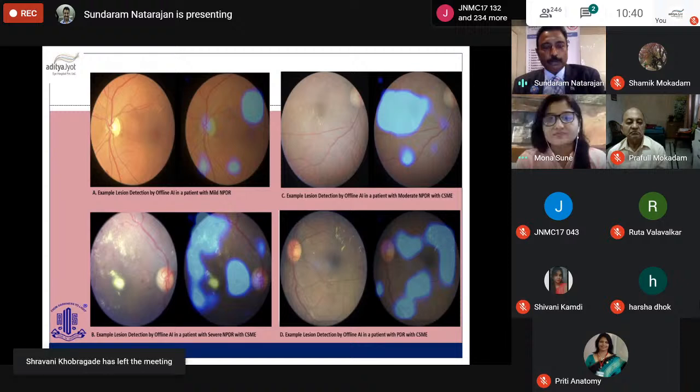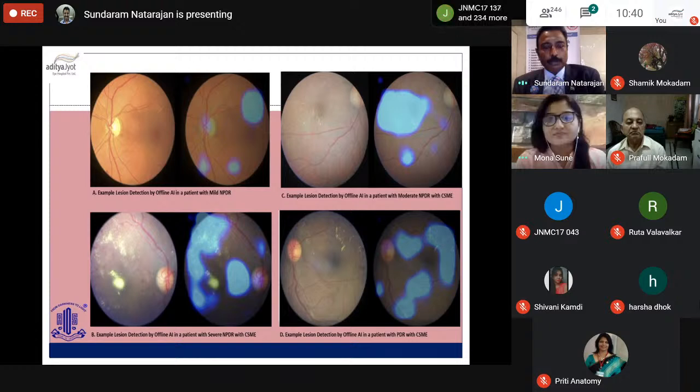And this is what the blue color is, the one which is picked up by the artificial intelligence. The regular artificial intelligence needs internet. It needs this picture, and it analyzes and compares with the stored image in the cloud. But here, the stored image is analyzed in the phone itself, so there's no need for internet.